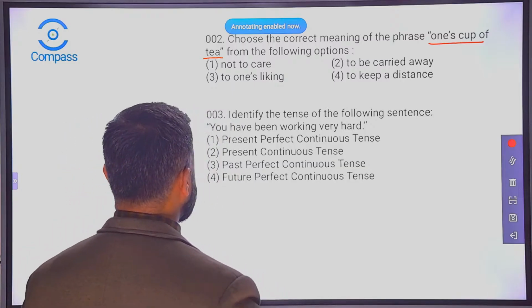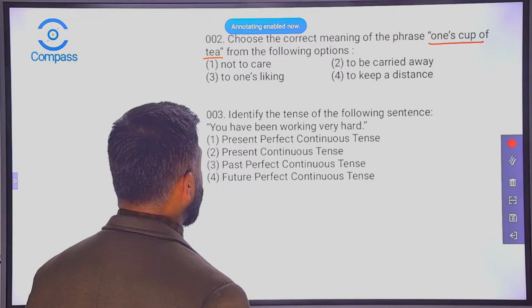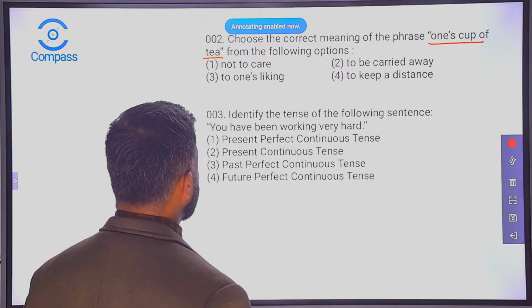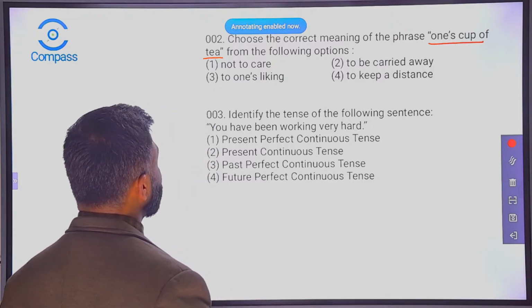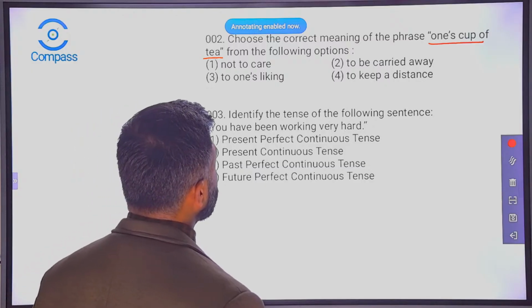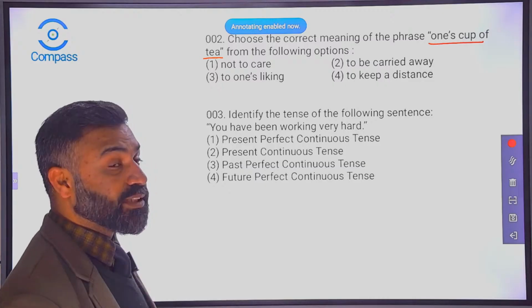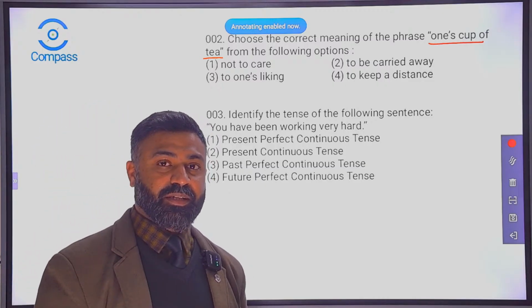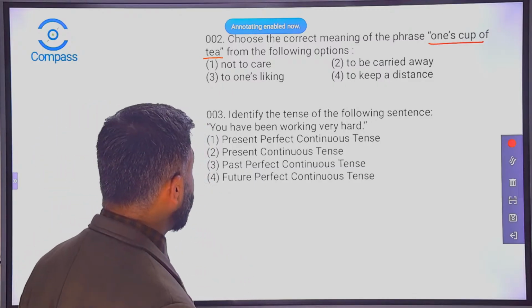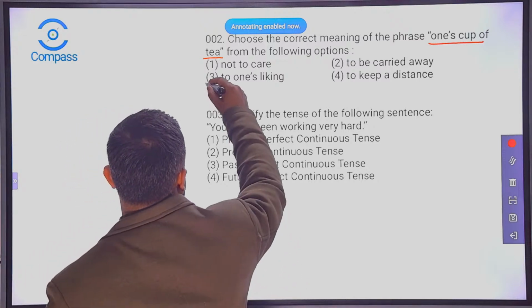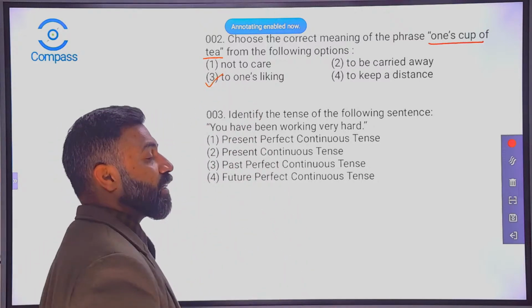Okay, not to care, to be carried away, to one's liking, to keep a distance. All right, so it is a phrase, "one's cup of tea." Okay, the correct answer to the question is "to one's liking." This is the correct answer.